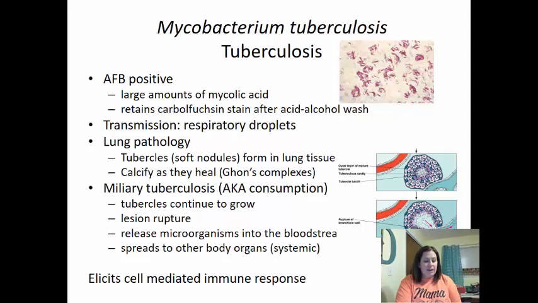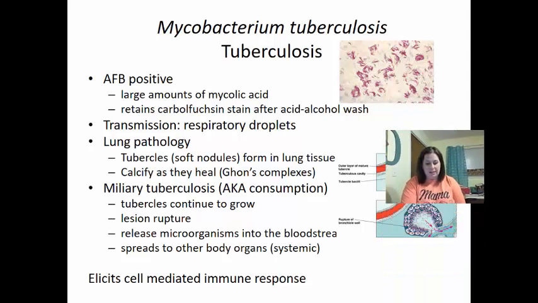We do see that they start to produce what looks like filaments, and it almost appears as it grows in clumps as a fungus. The transmission is through respiratory droplets. When we do a lung pathology, we see that it can create what we call tubercles. These are soft nodules that form in the lung tissue. These then start to calcify as they heal, which we call Ghon's complexes.